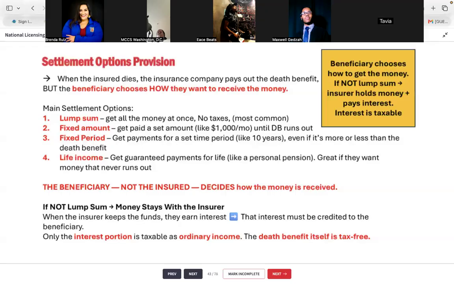Okay, now check this out. Any other option outside of a lump sum, the insurance company is holding on to your money, right? They're keeping the majority of your money while they're sending you payments, whether it's a fixed amount, fixed period, or lifetime income. They're keeping the majority of your money while you receive payments.